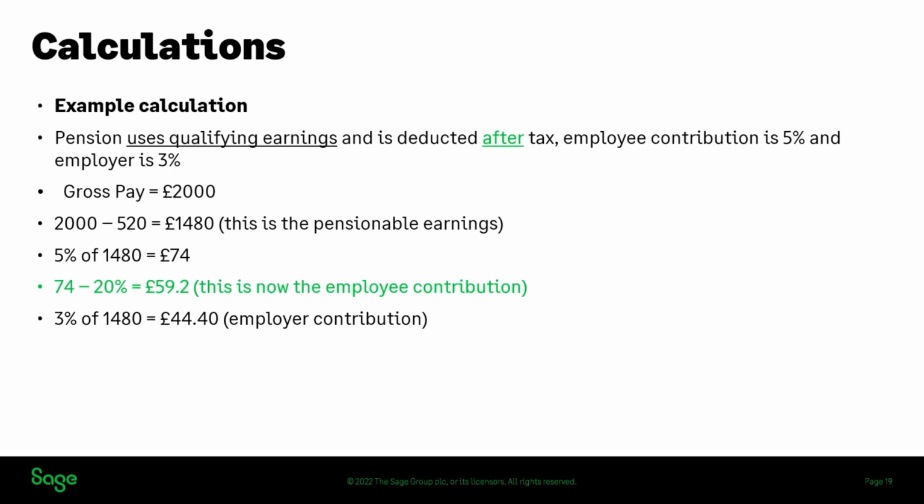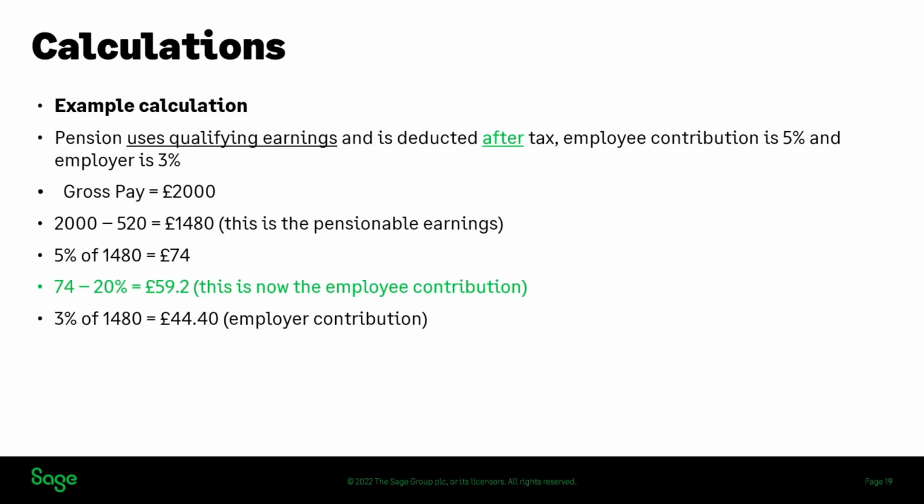Right, we've got one more example for you, and this time it's using qualifying earnings again, and instead it's deducted after tax. So you can see in green, we now have a little additional step to go through. So the gross pay is £2,000 again. So we're going to be doing the qualifying earnings calculation. So we need to deduct the 520 to get the pensionable earnings. And then we need to work out the employee contribution, which is 5%, which gives us £74.